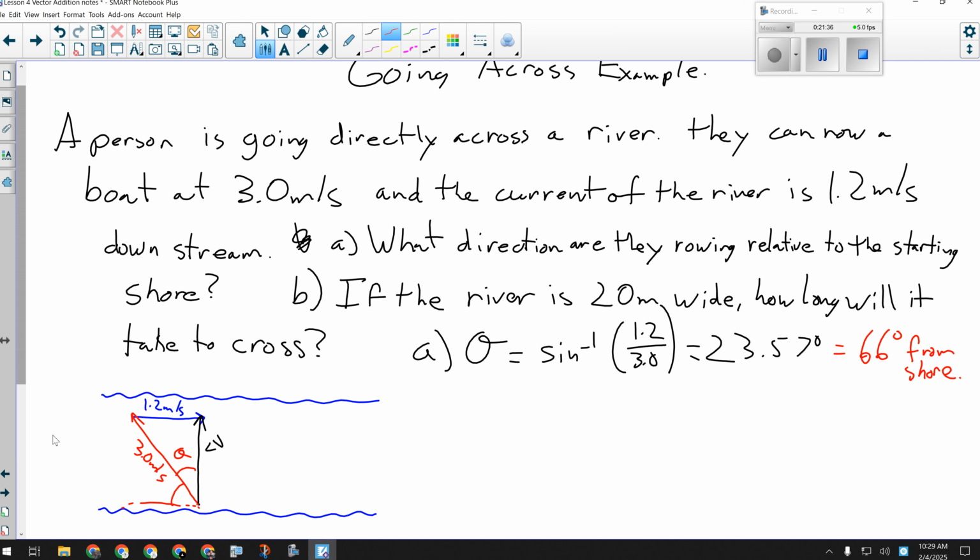Now, the second part of this question, they want to know if the river's 20 meters wide, so there's an additional given that I can put on my diagram. The river's 20 meters wide, how long does it take to get across? Can I use either of the two velocities I was given? One points downstream and the other points 66 degrees from shore. Is either one of those pointing straight across? So what do I need to do first?